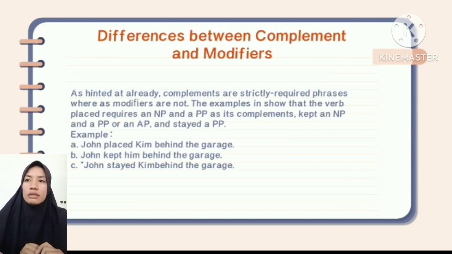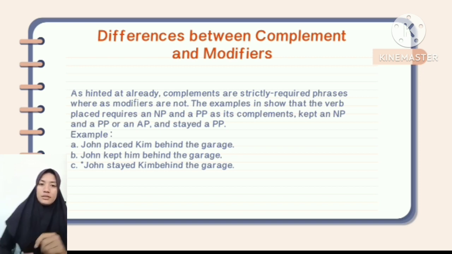Next, the difference between complements and modifiers. As hinted already, complements are strictly required phrases, whereas modifiers are not. The example shows that the verb keep requires an NP and PP as its complements, or an NP and an AP.